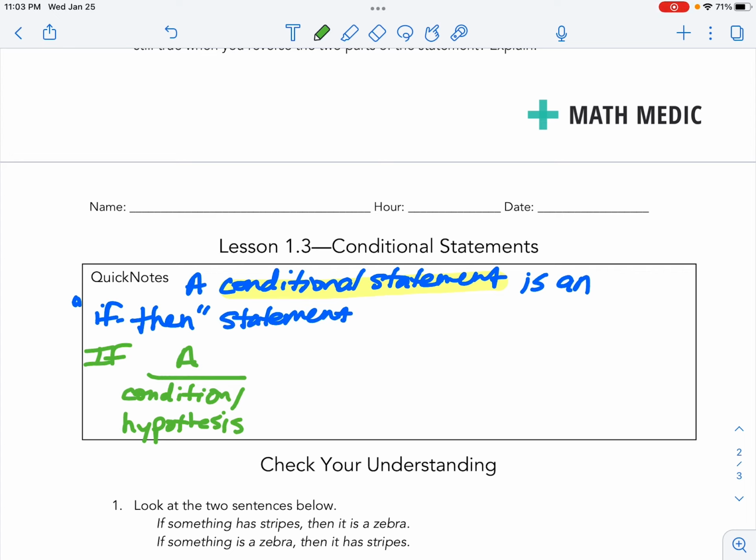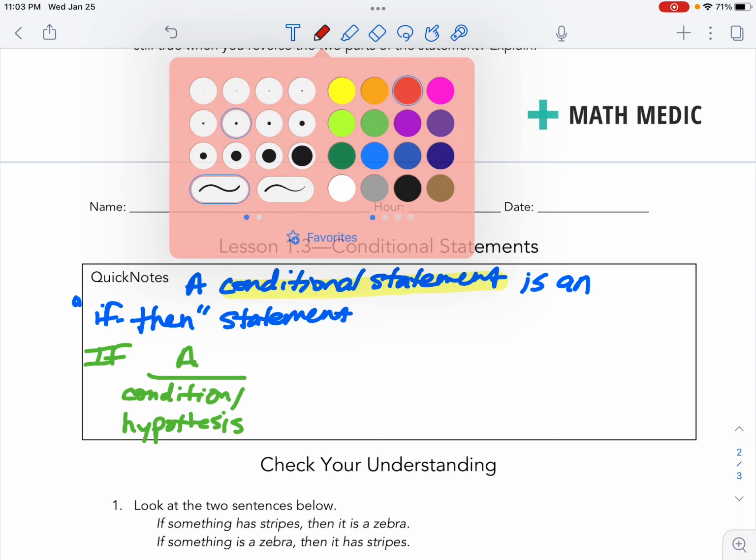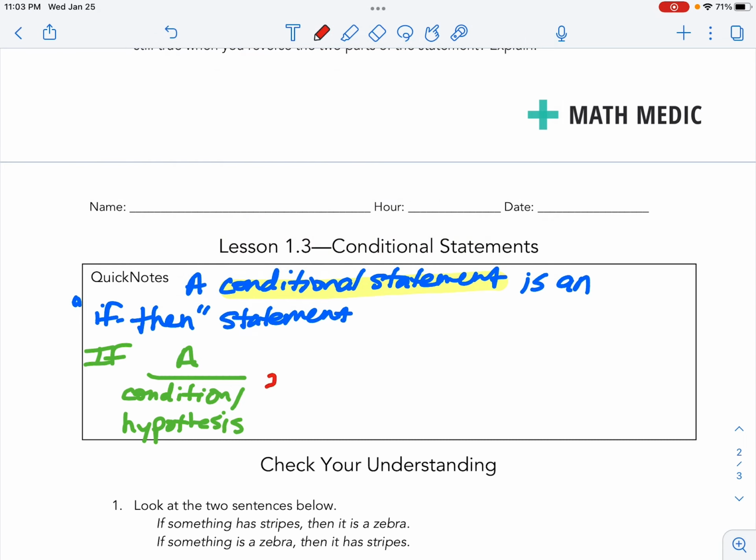Then we have the phrase then, and that's not necessarily going to always appear itself, but we could always add it in if we want. And whatever we have behind that, we're going to label as the letter B, and that's going to be known as our conclusion.